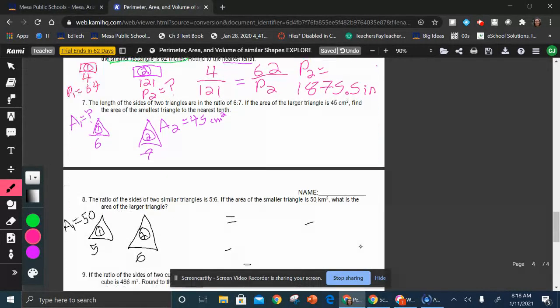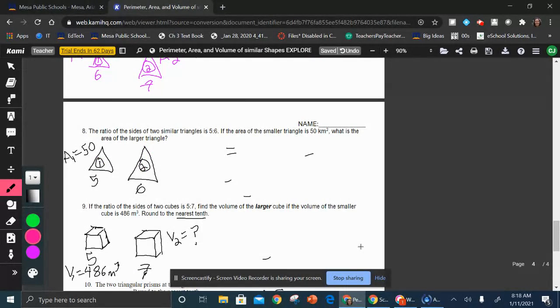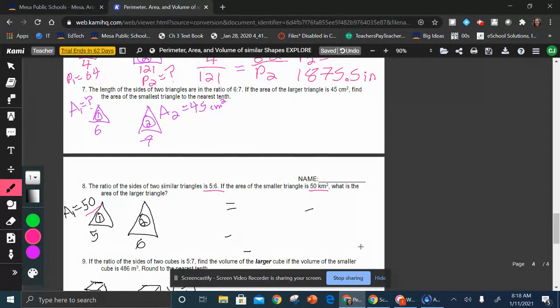Okay, so this one says the ratio of the similar triangles is 5 to 6. If the area of the smaller one is 50 kilometers squared, what's the area of the larger one? So we're going to do 5. Did I skip one? I did skip that one. Sorry, I skipped number 7. Okay, so it's 6 to 7.